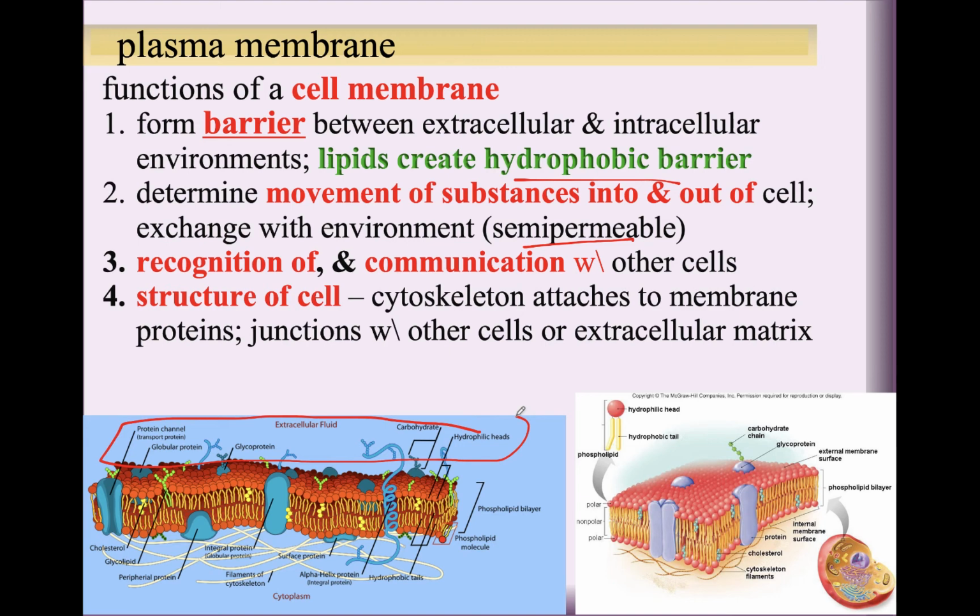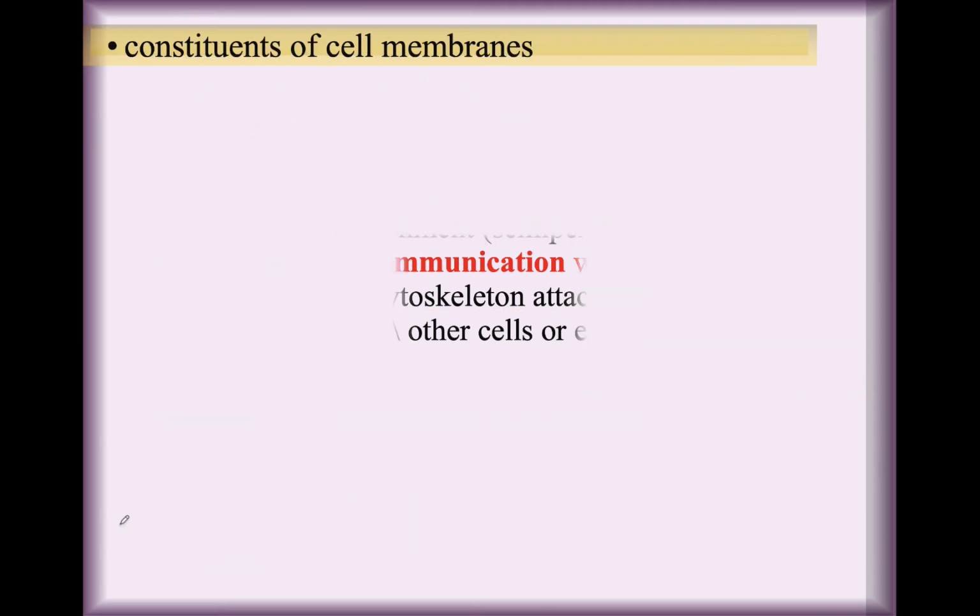And when we think about the structure of the cell, it's largely due to the cell membrane in association with the cytoskeleton. So the cytoskeleton is here, close to the inside layer of the membrane, helps to give it shape.